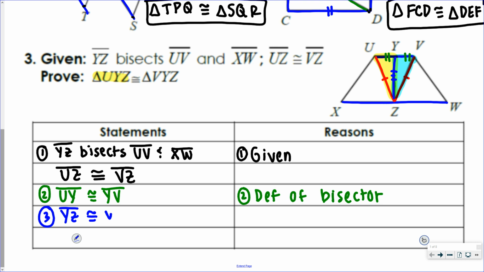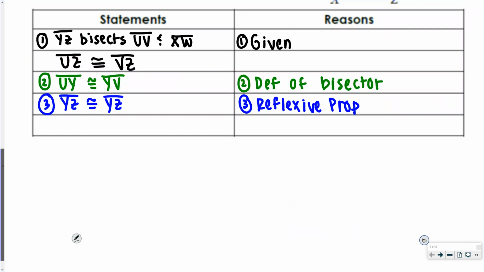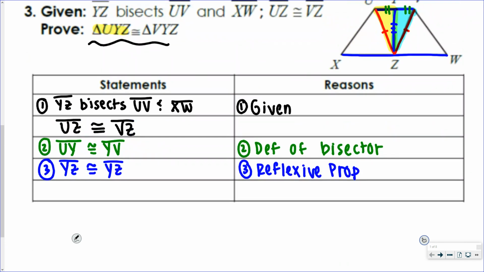YZ is congruent to itself. Which property, folks? Reflexive. Nice. Reflexive property. All right, now that I have shown all 3 sides are congruent, I can prove those 2 triangles are congruent. That's what I was trying to prove.